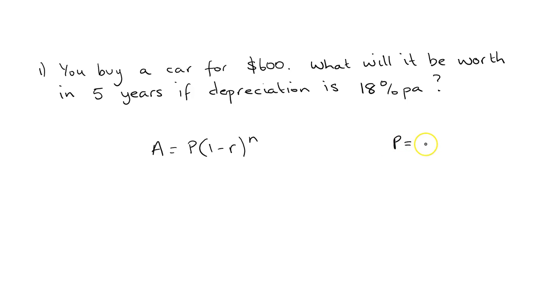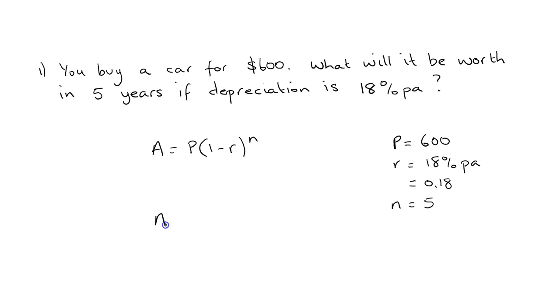So P is principal, it's $600. R is our rate, which is 18% per annum. That is per year, and if you look over here, we're looking at 5 years' time, so we've got years for both, so we don't need to change anything there. All we need to do is write R as a decimal, so 18% is 18 hundredths, which is 0.18 as a decimal, and our n is 5.